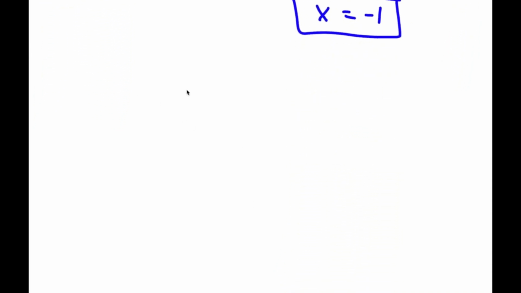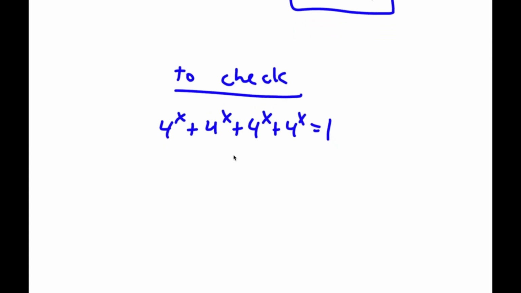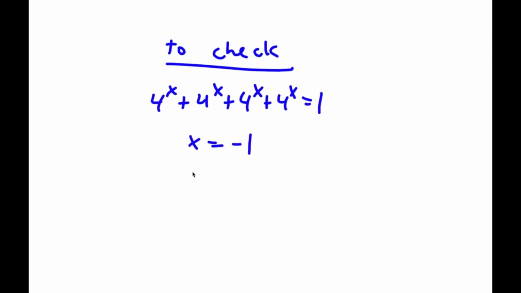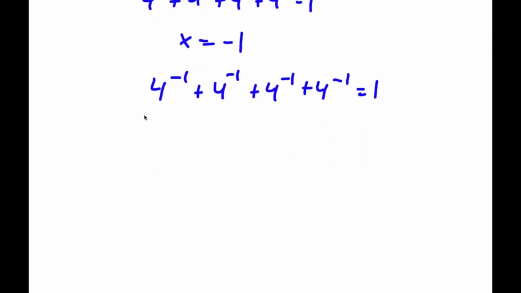Now to check, I have 4 to the power of x plus 4 to the power of x plus 4 to the power of x plus 4 to the power of x is equal to 1, and x is equal to negative 1. So now I have 4 to the power of negative 1 plus 4 to the power of negative 1 plus 4 to the power of negative 1 plus 4 to the power of negative 1 is equal to 1.